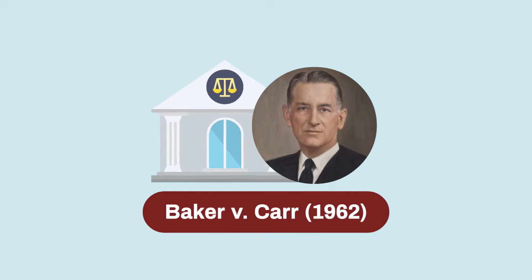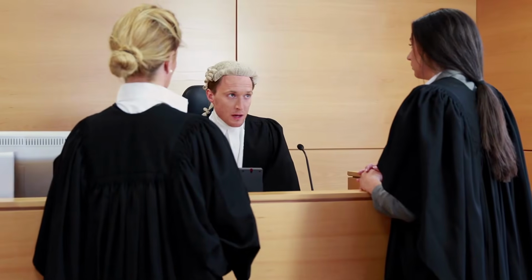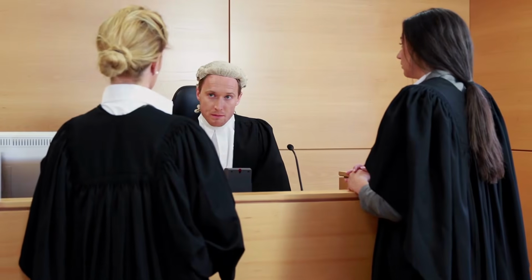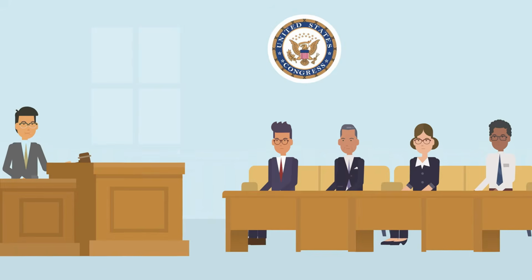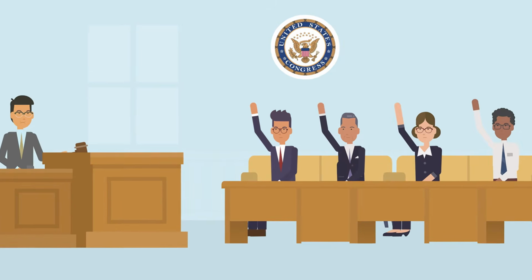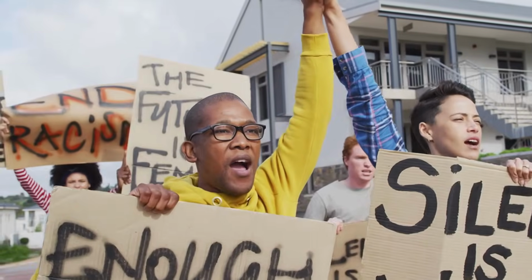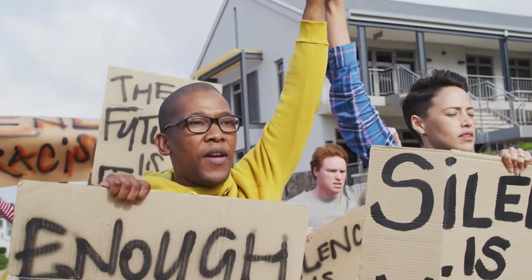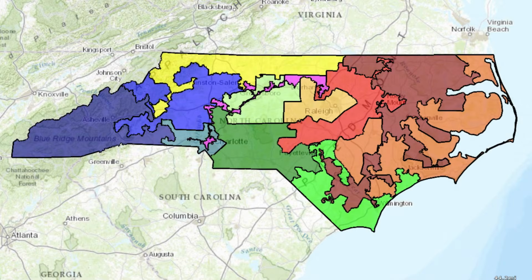Baker v. Carr, 1962. The court ruled that federal courts can hear redistricting cases, leading to the principle of one person, one vote. This ensured fairer representation in state legislatures. Shaw v. Reno, 1993. Racial gerrymandering violates the Equal Protection Clause. The court ruled that race cannot be the only factor in drawing electoral districts. Add this to your review list for redistricting questions.